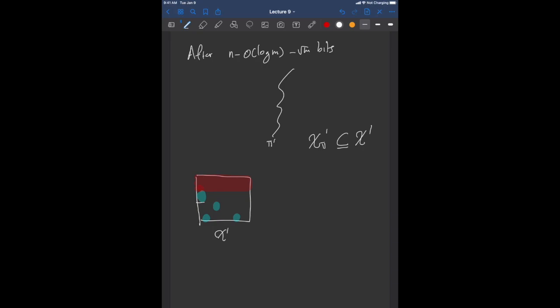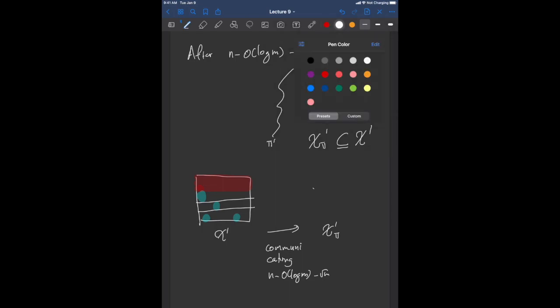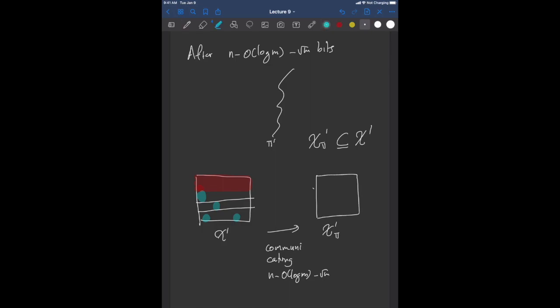In the next n, so how did we get to x dash pi? By communicating this n minus order log m minus square root m bits. Okay, so how many bits of information could they have learned in any unrevealed row? That's quite small, right? In x dash pi, the revealed rows we don't care about anyway, so I'll just mark them as they are. Maybe they've learned more information now, doesn't matter.